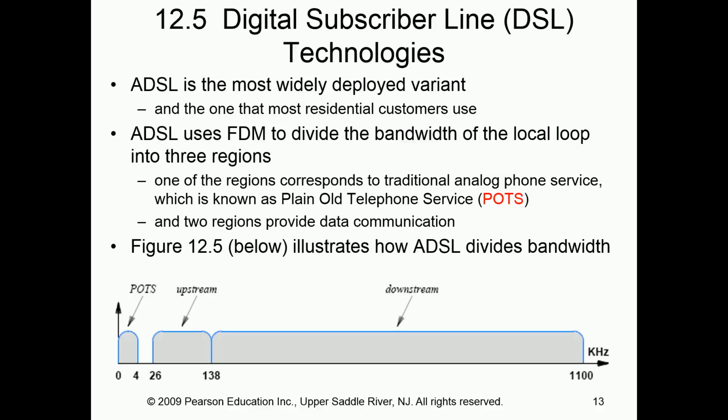Also, this does not illustrate the guard bands. Because we're doing frequency division, the guard bands are still there. A common question is, well, why are they wasting between 4 and 26? It's not wasted. They do a large guard band there so that we can better filter out the different frequencies.